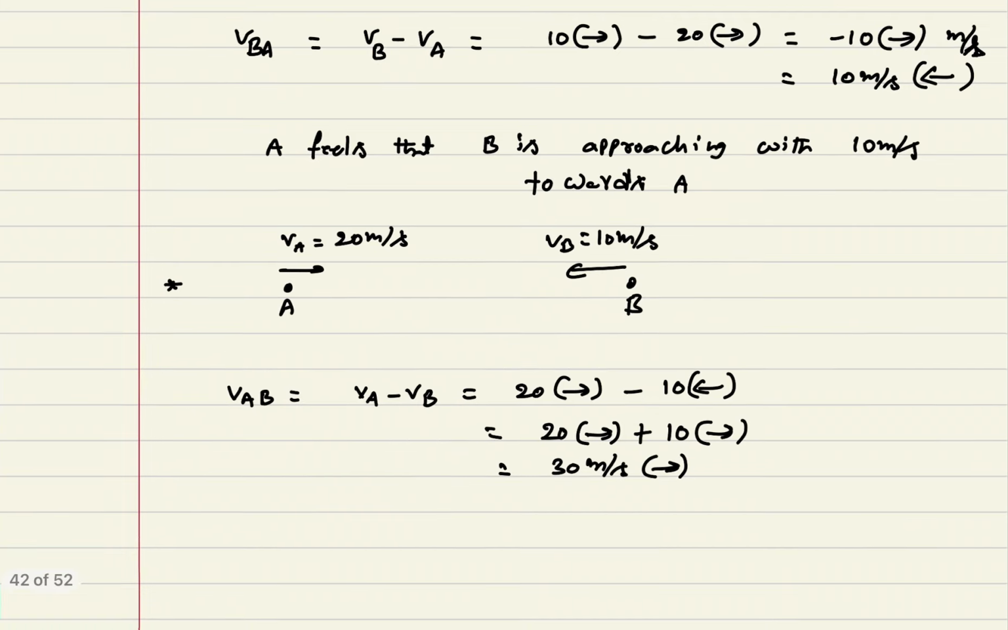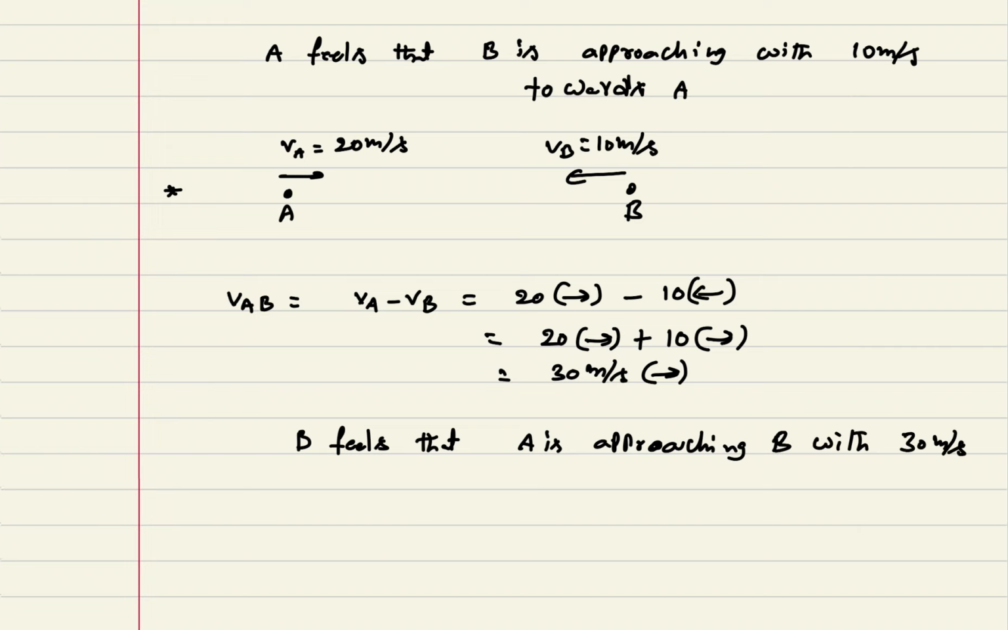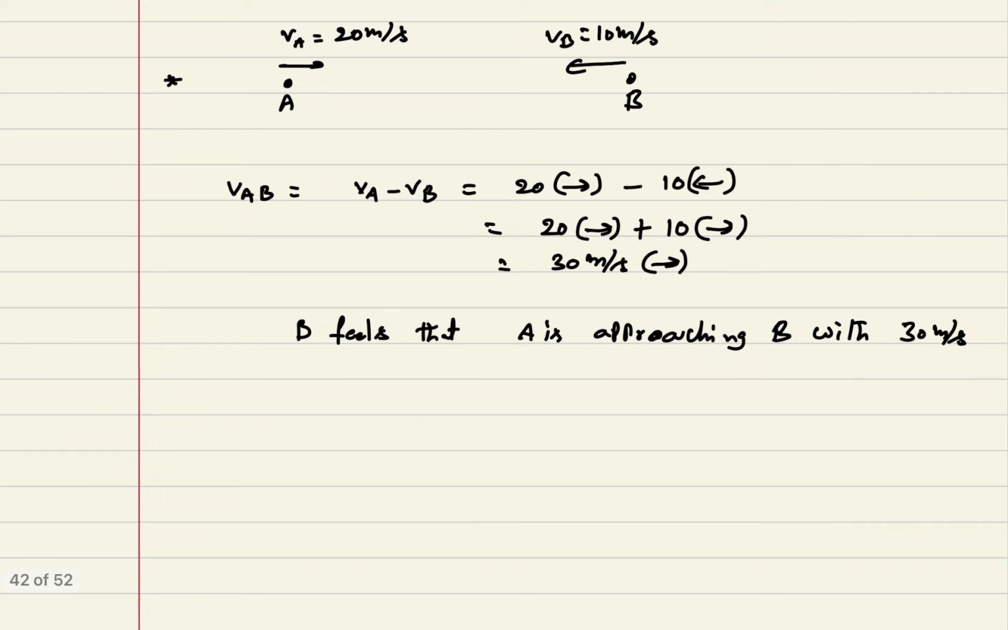You can see that B feels that A is coming with what speed? B feels that A is approaching B with 30 meter per second. Okay, at a faster rate it is decreasing the separation.